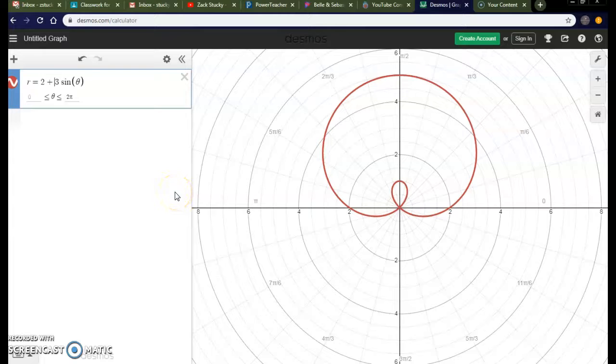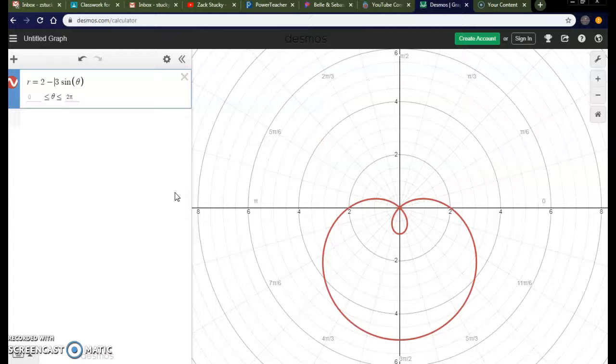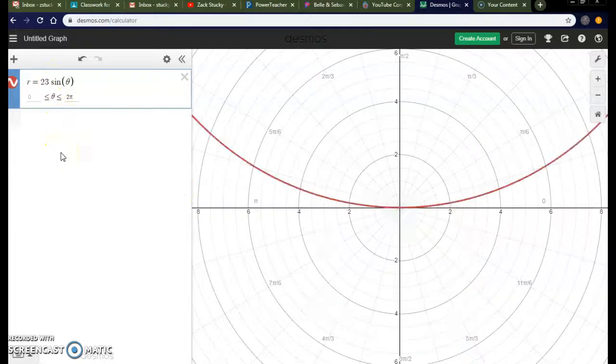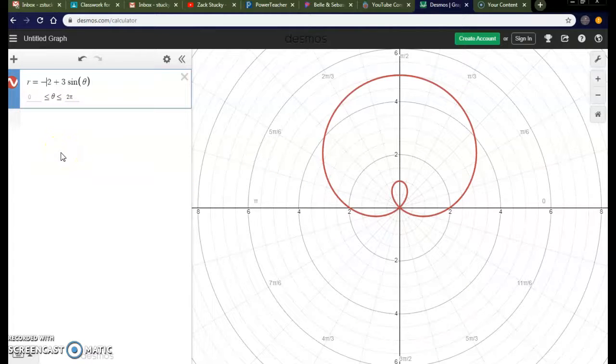What happens when there's a negative? Take a guess. What do you think is going to happen when I make this a negative? Yep, you're right. It's just going to reflect it over the sine axis. So the term in the middle is going to determine whether or not your graph reflects. If you change the one out in front, it doesn't do anything. And why that is, I couldn't tell you, but I'll just leave it at that.